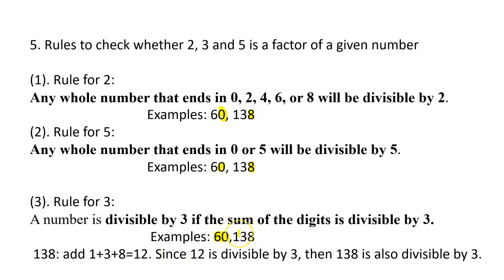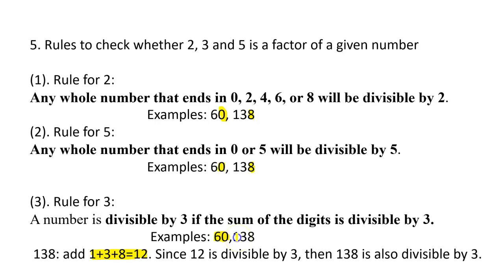So same thing for 138. We don't really want to do a long division or use a calculator to do 138 divided by 3. We just want to quickly check. So what we do is we add these 3 digits, 1 plus 3 plus 8, and we get 12. And we know 3 does go into 12. If 3 goes into 12, then 3 goes into 138. So this is how we quickly check whether 3 goes into a number or not.